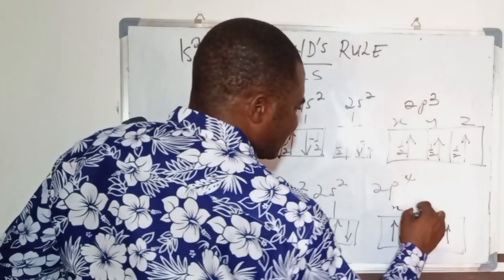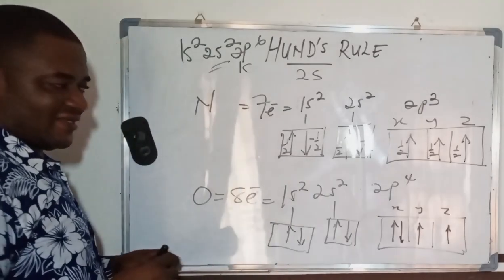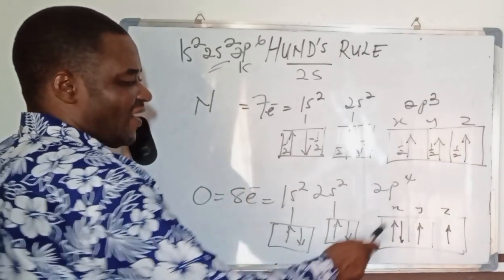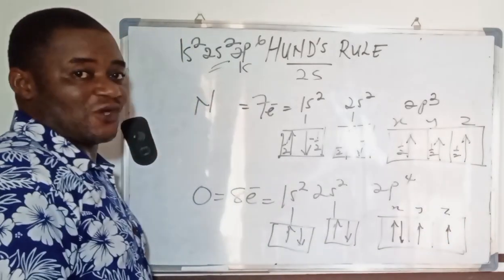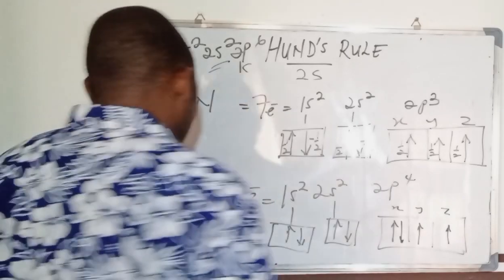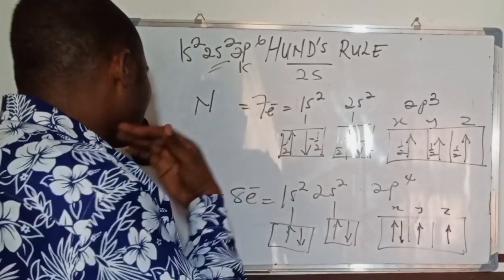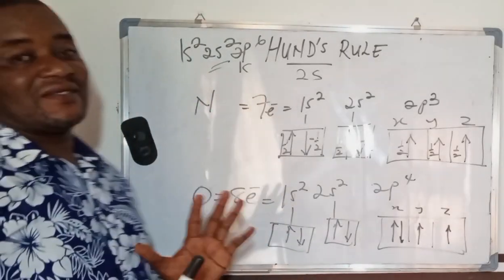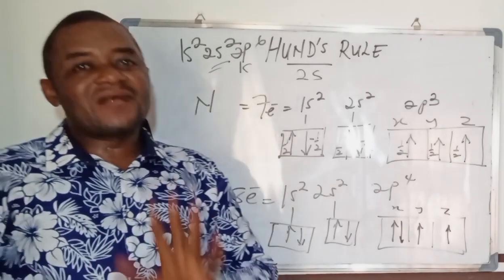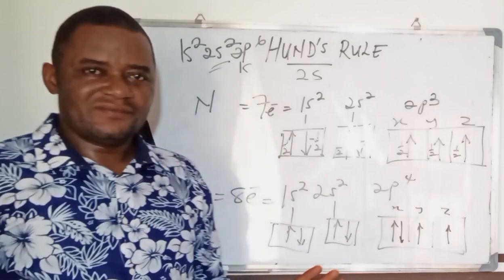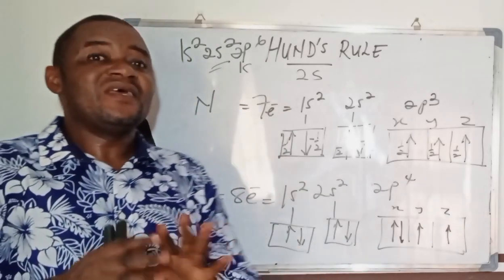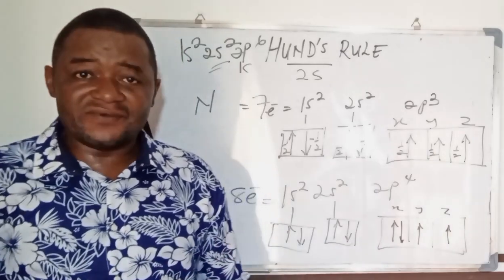And you see that here is x, y, z. You see that this is the correct configuration because you have to first fill the singlets through the degenerate orbitals before you now do the doubling. Now, there is something you must note very well, that as far as the Hund's rule is concerned, the Hund's rule is based on the ground state energy level. It's based on the ground state energy level, and that's supposed to be the most stable electronic configuration level.